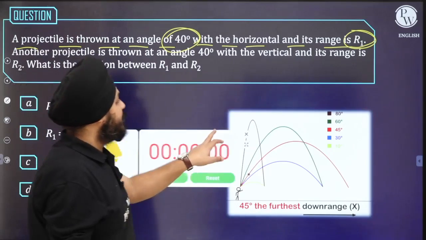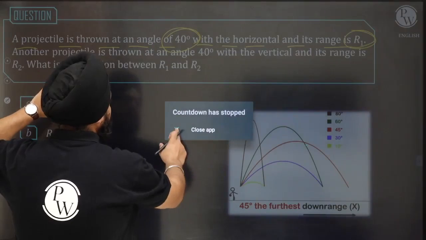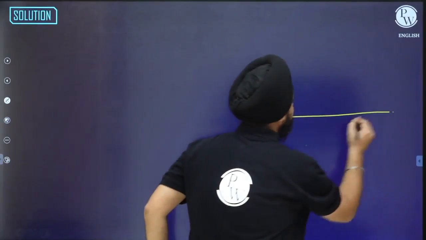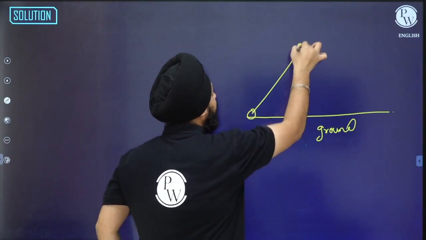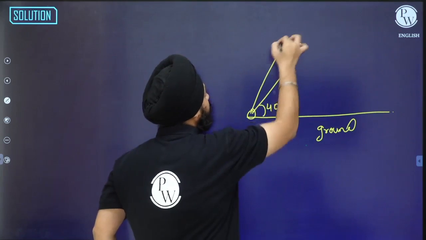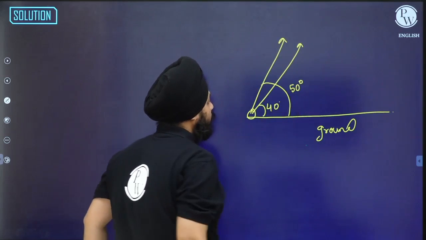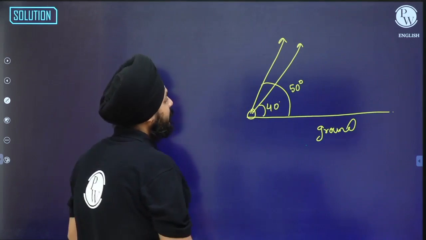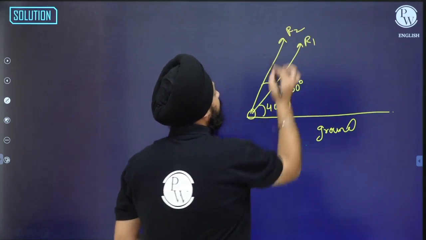A very simple explanation for that. Okay, see. This is the ground. One projectile is thrown at 40 degree with respect to horizontal. Second projectile is thrown 40 degree with respect to vertical. It means that 50 degree with respect to horizontal. 40 degree with respect to vertical it is given. One has range R1, second has range R2.